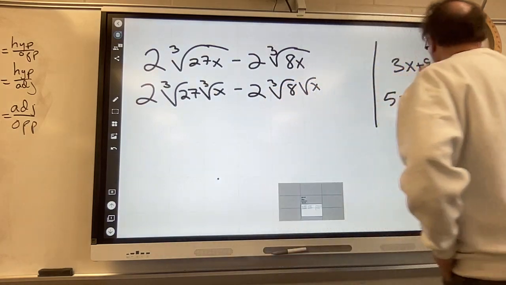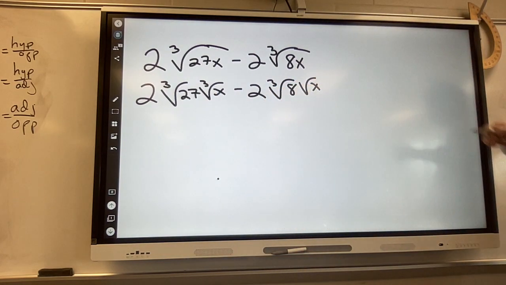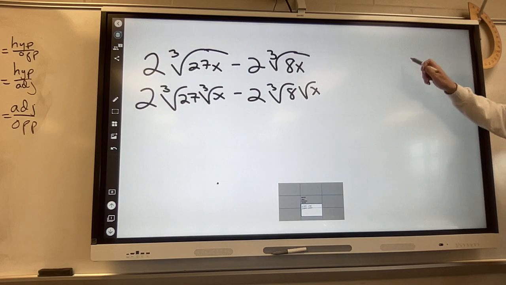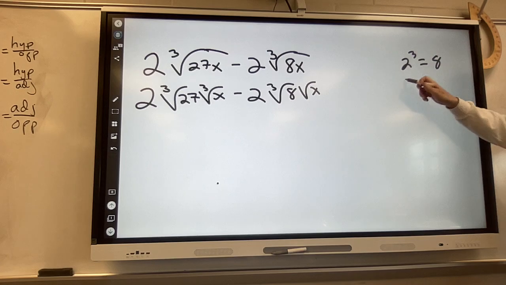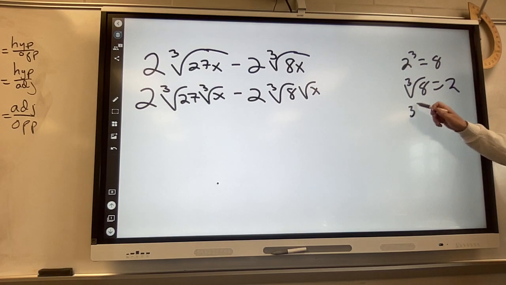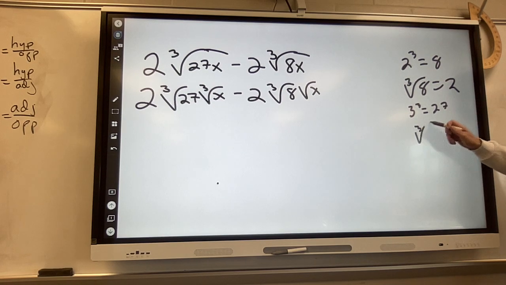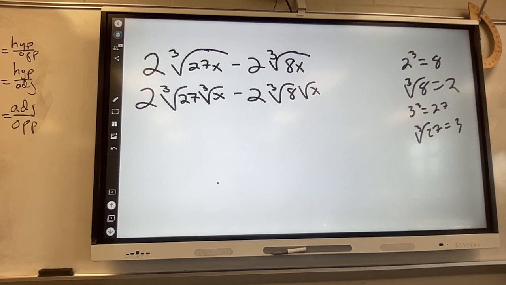The cube roots, we usually don't memorize them, but 2 cubed is 8, so the cube root of 8 is 2. 3 to the third power, 3 times 3 times 3, is 27. So the cube root of 27 is 3. So far, so good?